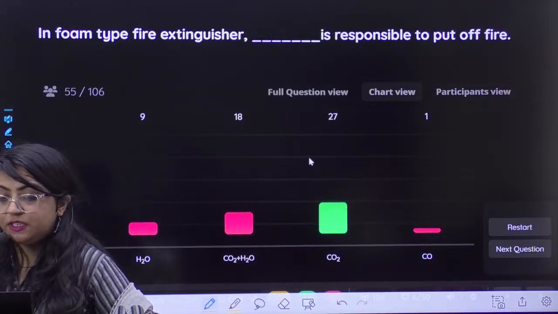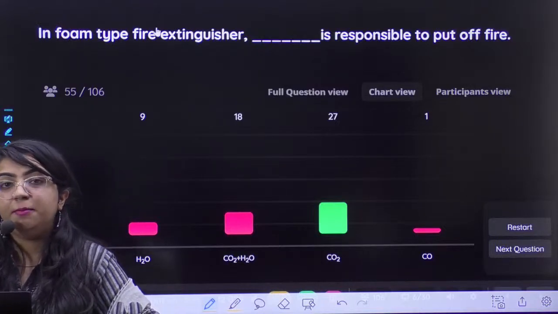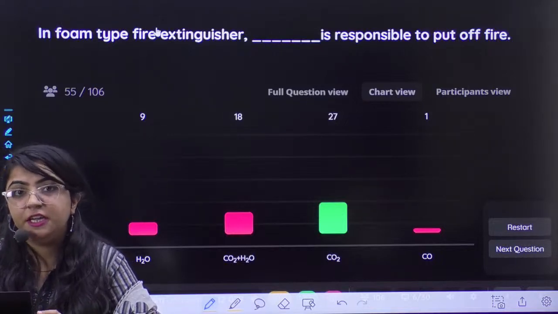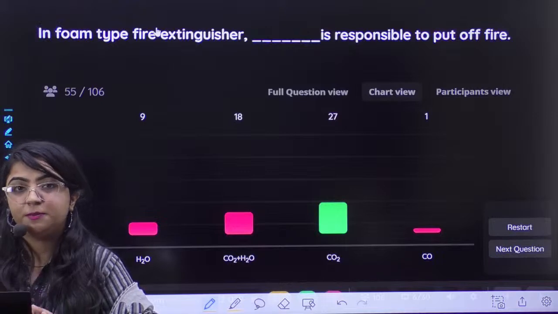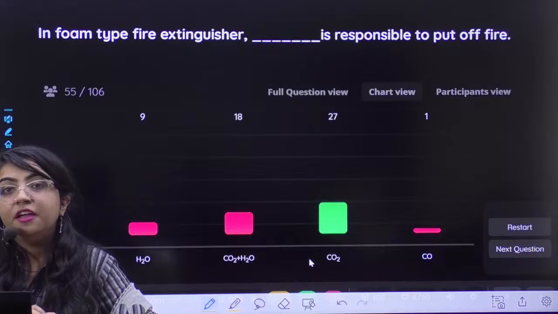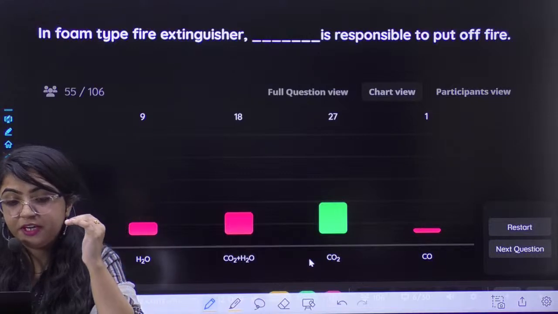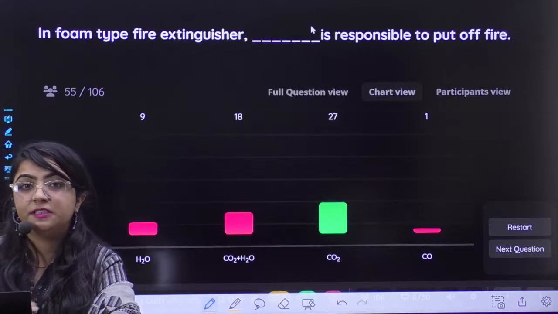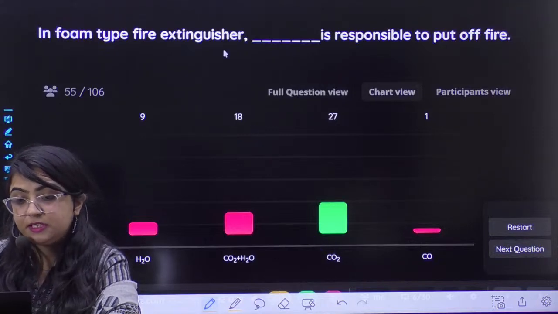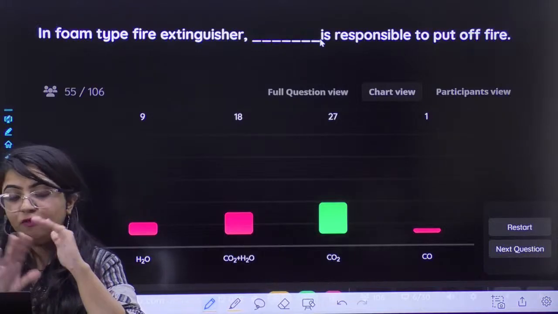Option C, CO2, is the correct option for this question, as we know that we require a blanket to put off the fire. This blanket will prevent the oxygen from coming in contact with an object or a substance which is burning. So these fire extinguishers have CO2 in them. This CO2 will act as a blanket over the object and will prevent oxygen from coming in contact with the burning object. So CO2 will be the most appropriate option for this, as CO2 is heavier and it will act as a blanket over a substance.